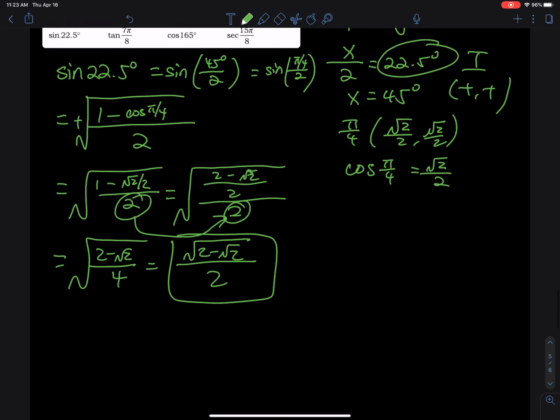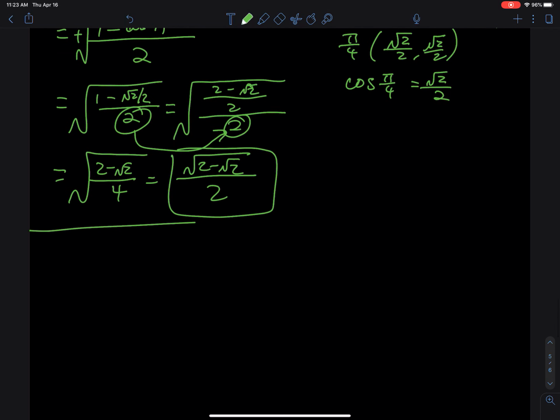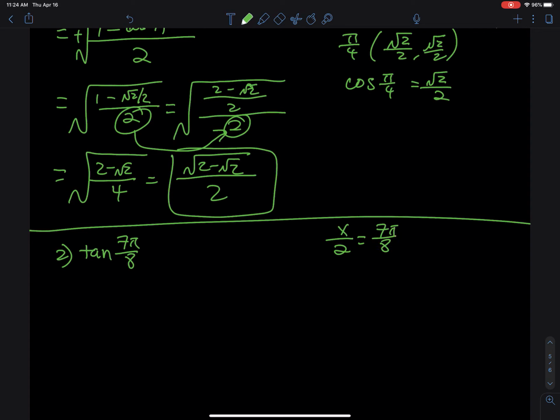The next one is a tangent. We have tangent of 7 pi over 8. Again, I have to make the divided by 2 appear. So x divided by 2 equals 7 pi divided by 8. Multiply both sides by 2. You have 7 pi divided by 4, right? And then what quadrant is that?